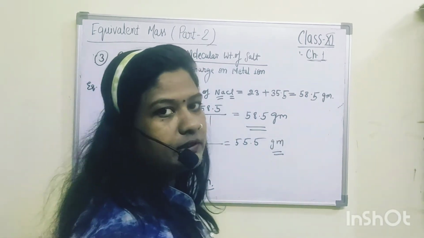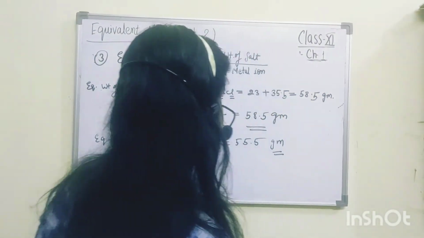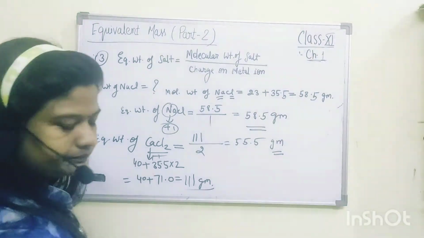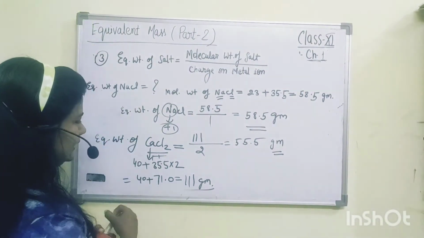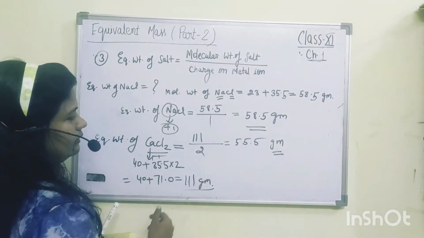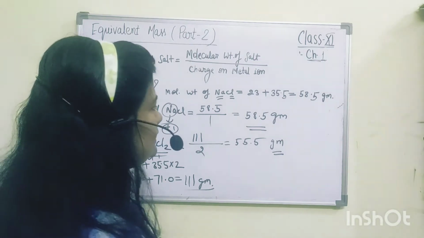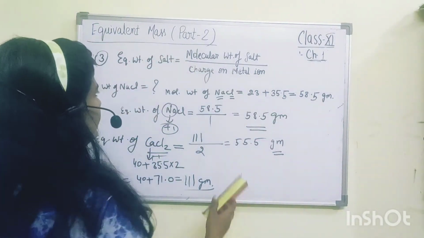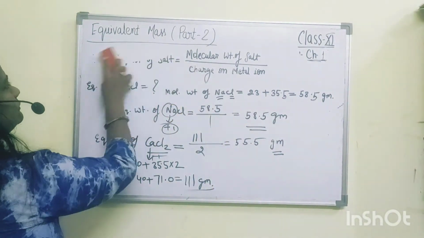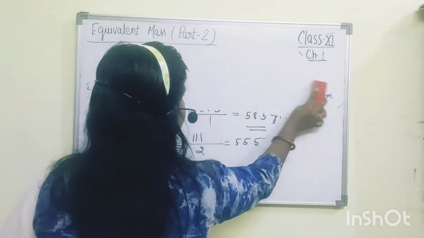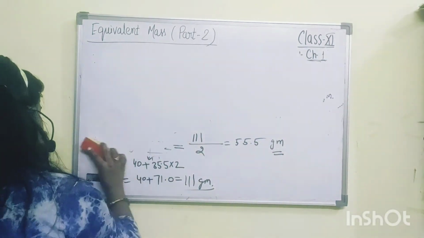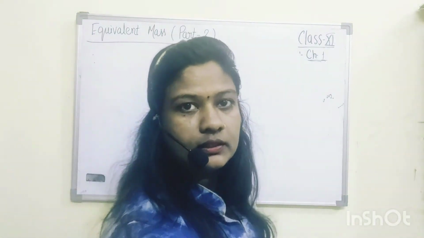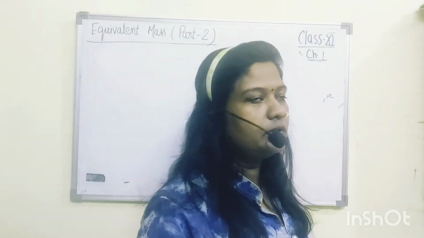So the equivalent weight of calcium chloride is 55.5, and its molecular weight is 111. Its molecular weight is 111, but its equivalent weight is 55.5. Next I am taking the fourth formula. I think you have understood how to calculate the equivalent weight of a salt.